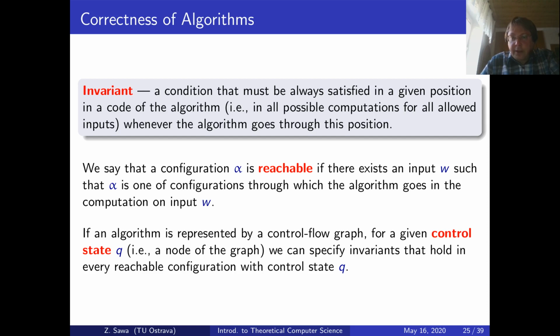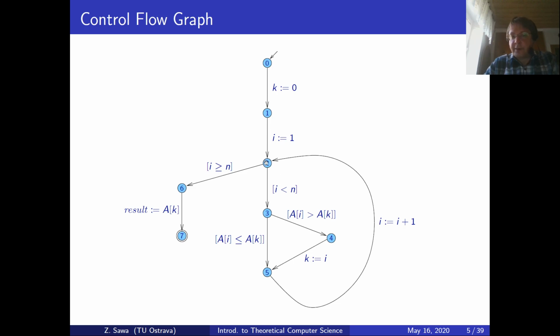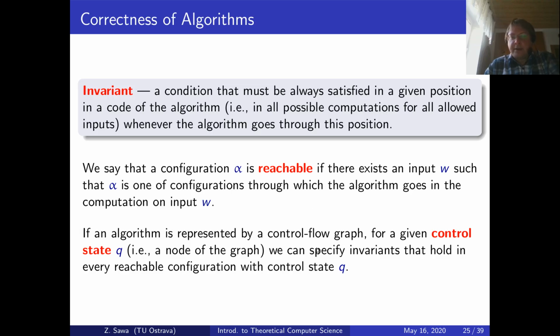in some computation. Such configurations are called reachable, and between these reachable configurations, for all possible inputs, we can consider, for example, the subset of those configurations where the current control state is state 2. And the invariant is then some condition that is satisfied for all these reachable configurations with the given control state Q, like this control state 2, for example.